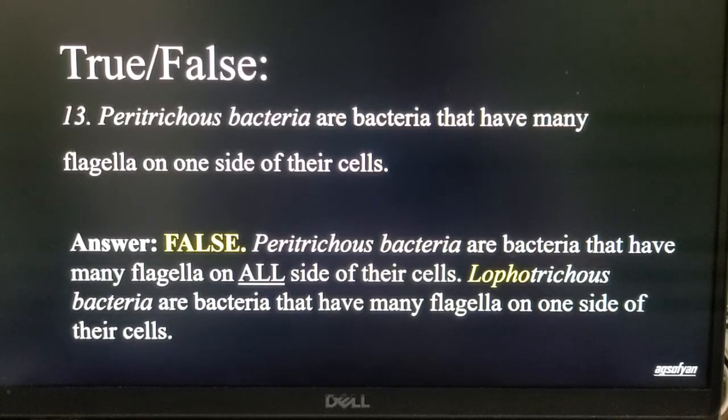Now, many flagella on one side is called lophotrichous. If it is only one flagellum on one side, then it is called monotrichous. So monotrichous is one flagellum on one side. Many flagella on one side is called lophotrichous. Many flagella on all sides of the cell is called peritrichous.